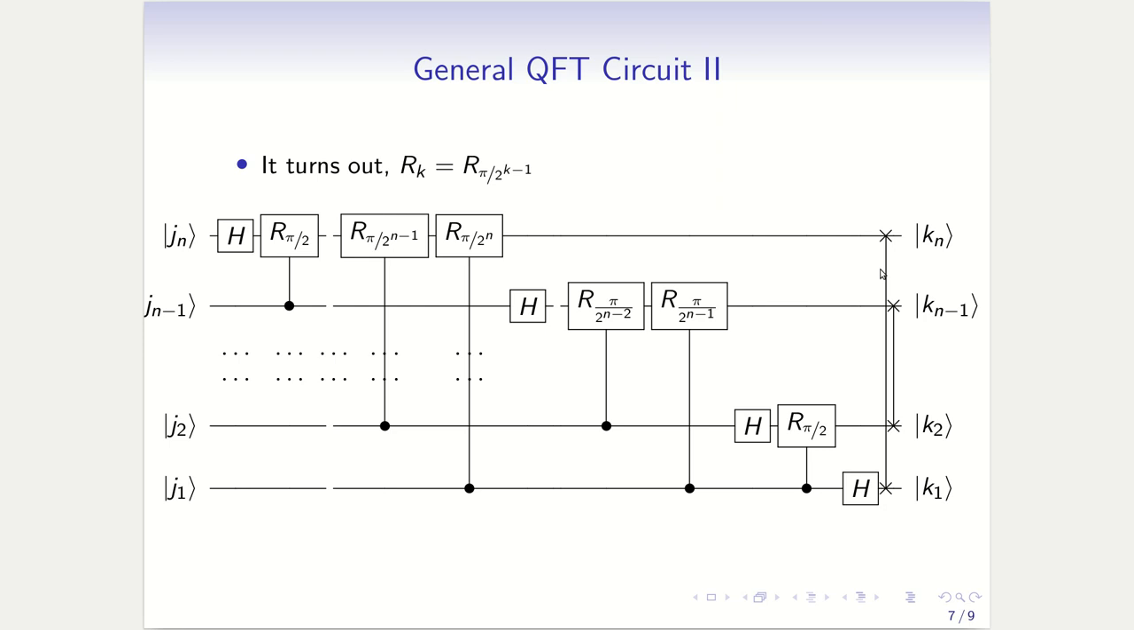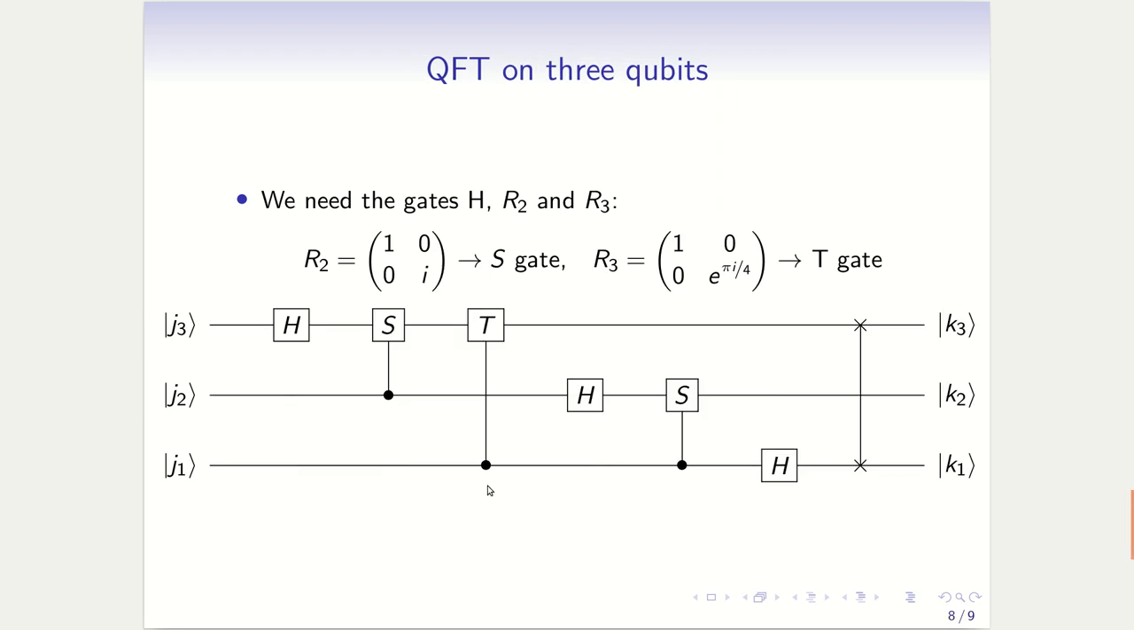So this is RK. When you substitute K, this is rotation by pi over 2, and the rotation will decrease as the number of qubits is increased. For instance, on 3 qubits, this is a famous example of the quantum Fourier transform. So we need the gates Hadamard, R2 and R3. R2 means when you substitute 2, you will have rotation by pi over 2, as I already told you.